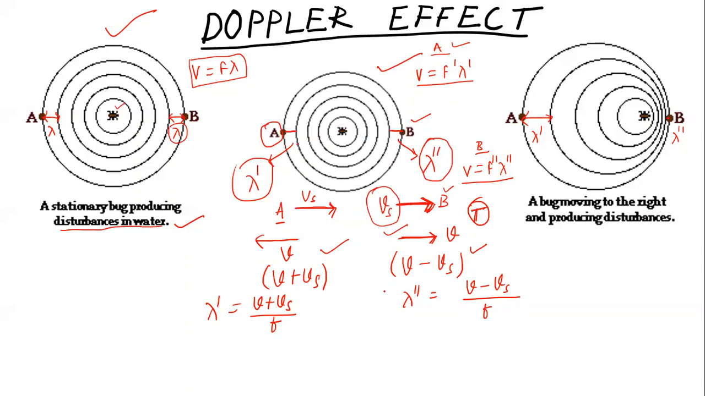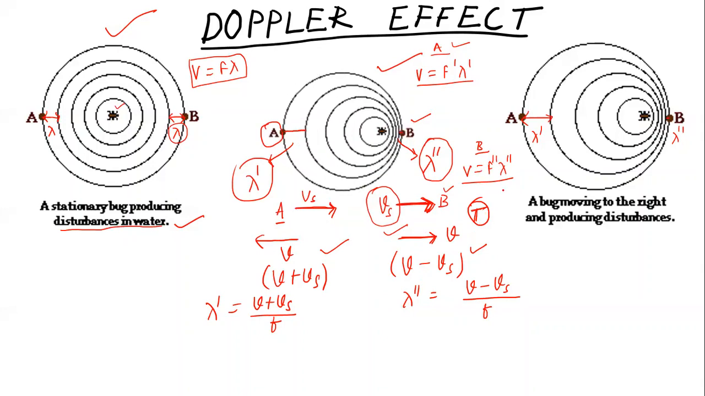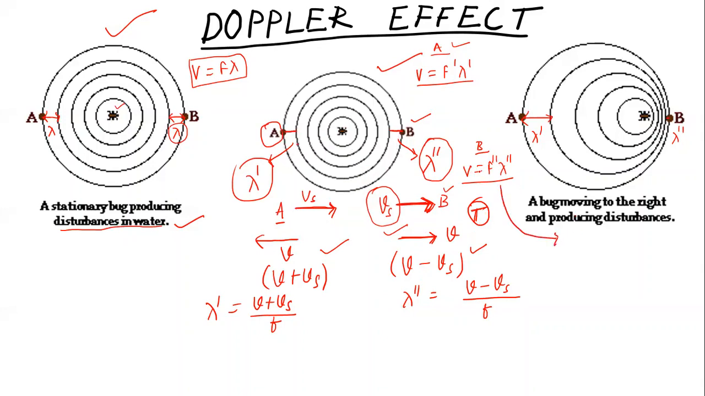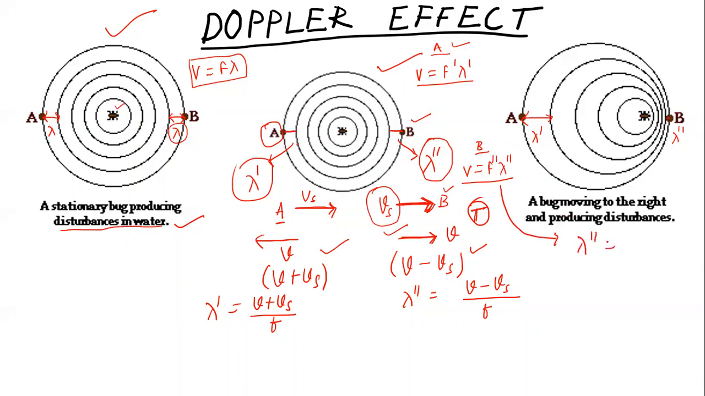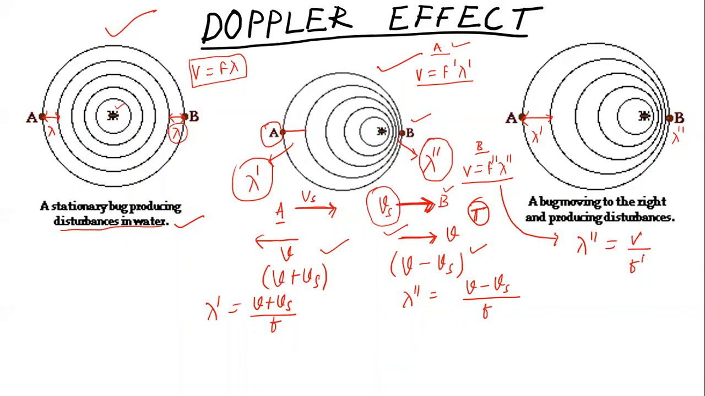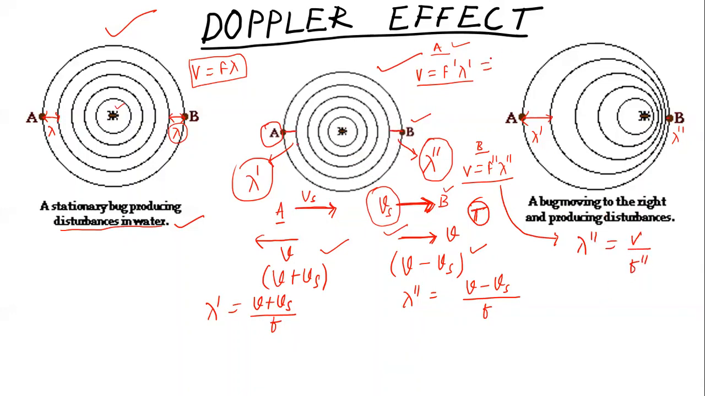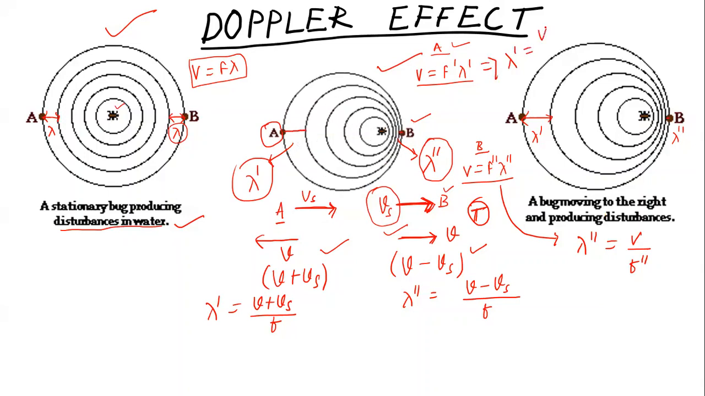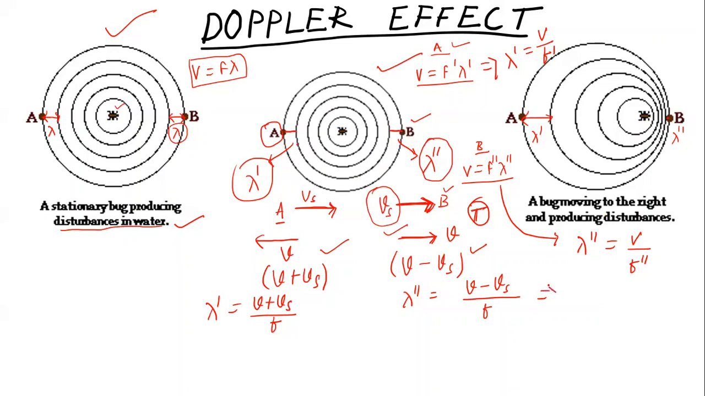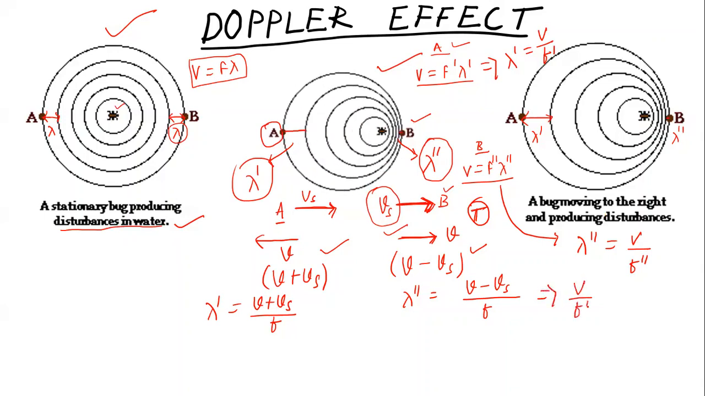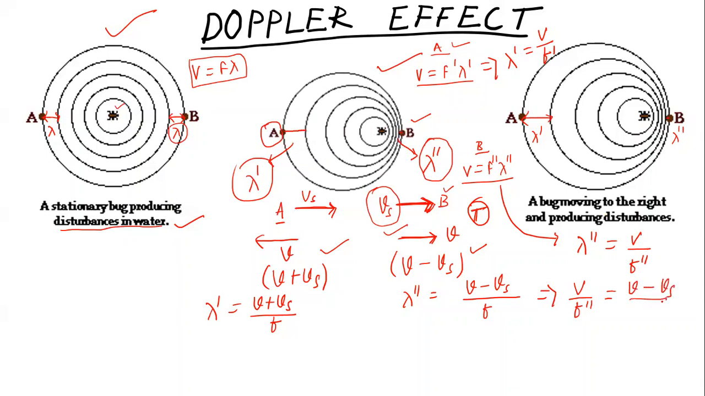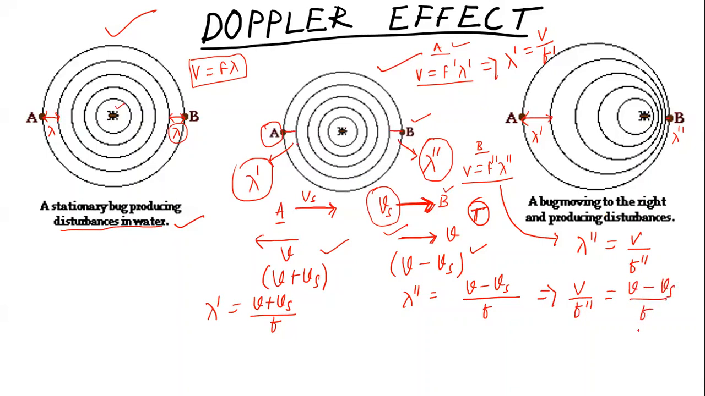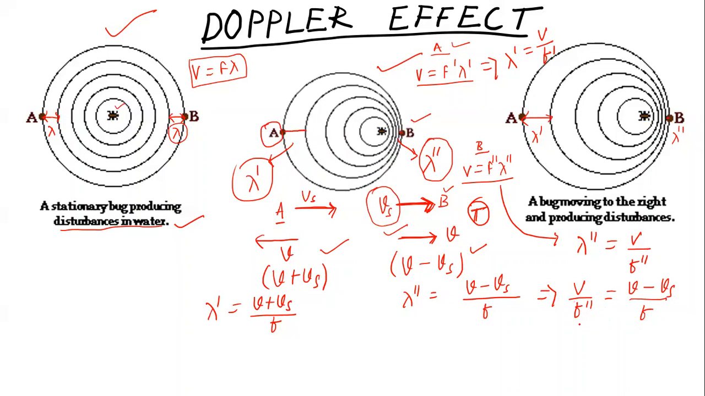So what is this lambda double dash? From this equation, in terms of the changed frequency, lambda double dash gives us V divided by F double dash, right? And similarly here you can write lambda dash is equal to V divided by F dash. Substitute, okay? So lambda double dash is V divided by F double dash, that is equal to V minus Vs divided by F. This is what we got.